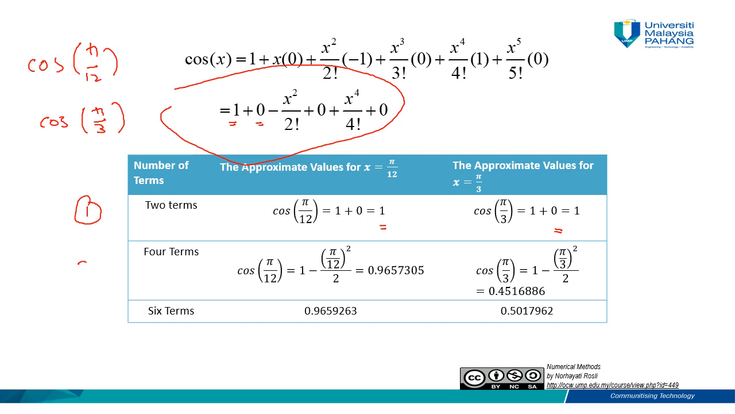And then, if you solve by using four terms, that means first term, second term, third term, fourth term. So for cos pi over 12, you just substitute into the fourth term, so you will have this value. And the same goes for cos pi over 3. You substitute until the fourth term: 1, 2, 3, fourth term. So you will have 0.4516. And the same thing, you solve using the sixth term. That means you need to use all the Taylor series expansion here. Substitute pi over 12 and also pi over 3. So this is the answer.